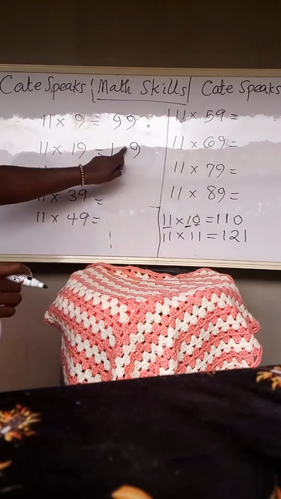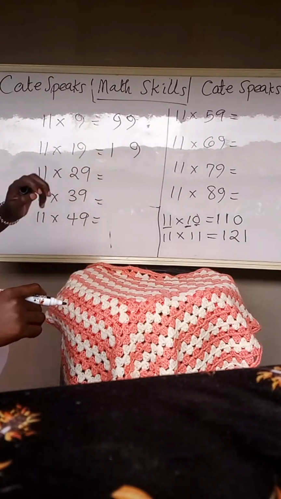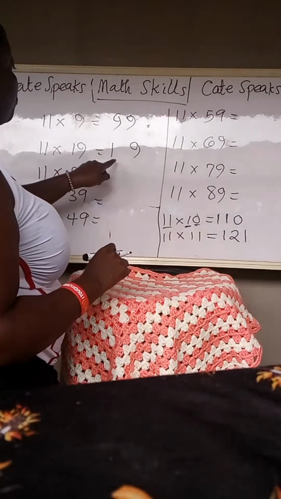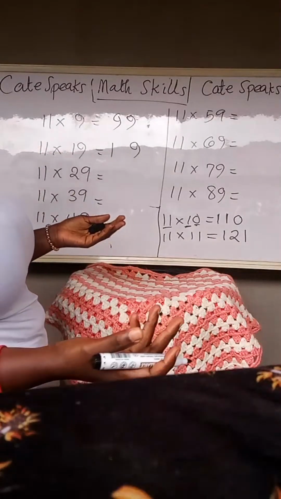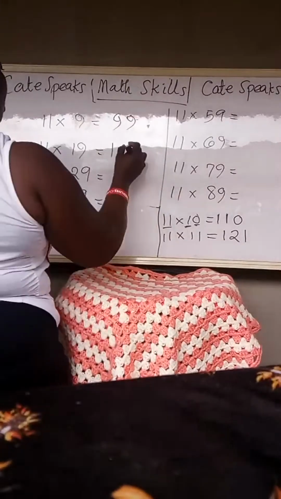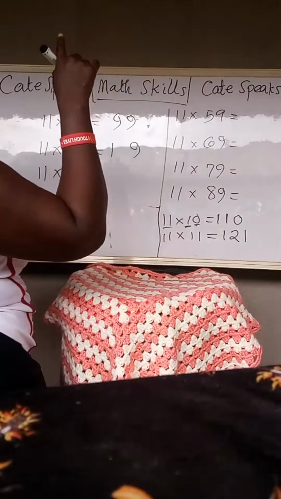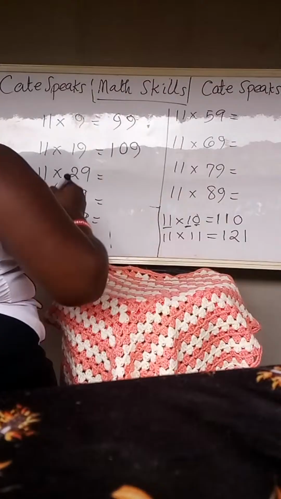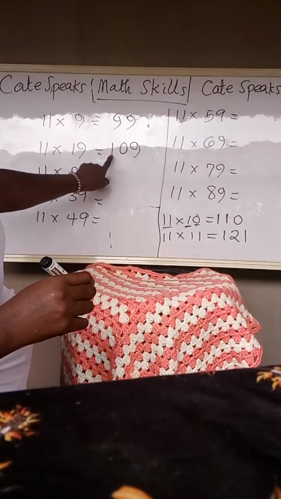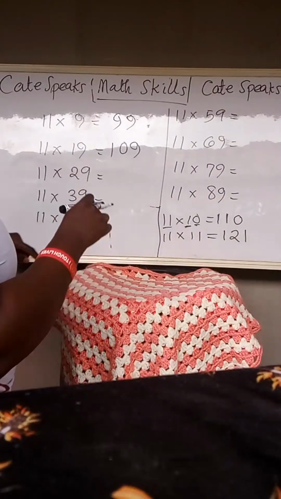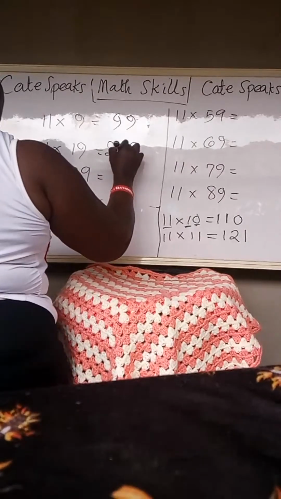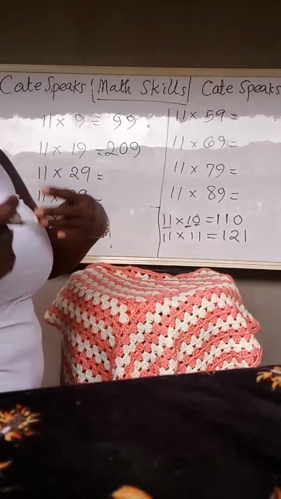I'm splitting because I want to write an answer in the middle here. So we have 9 plus 1 is 10. In this case, I'm going to write the unit of 10, which is 0. The unit is 0. And that 1, I'm going to add to the one that was here previously to make it 2. So 11 times 19 is 209.